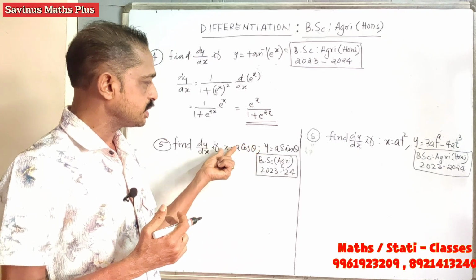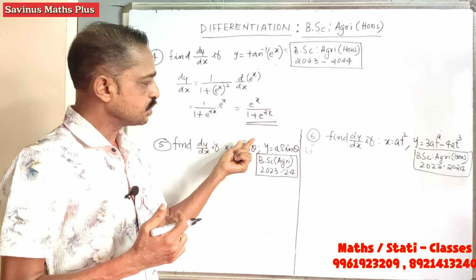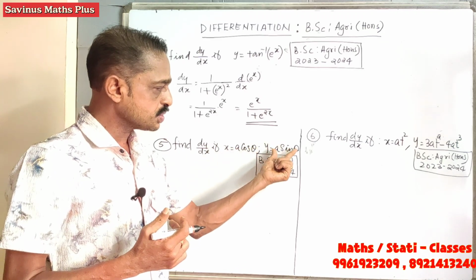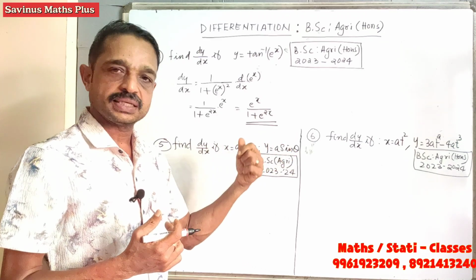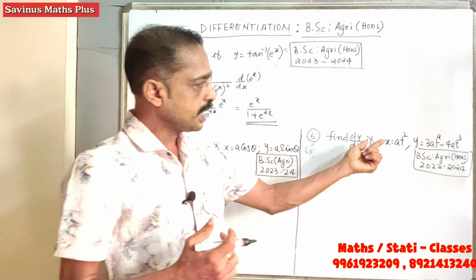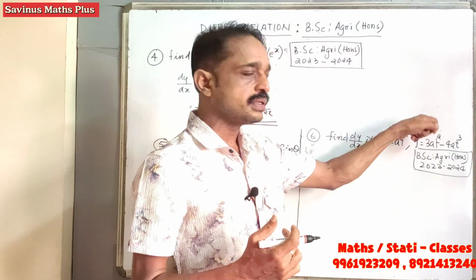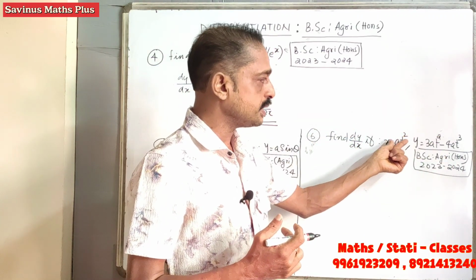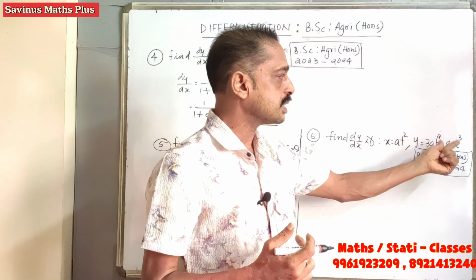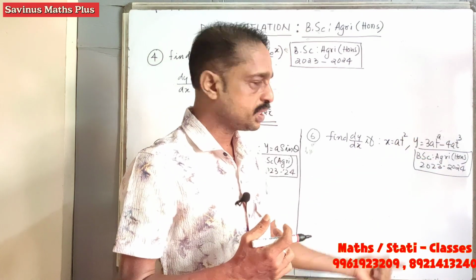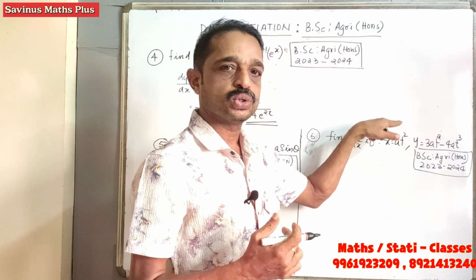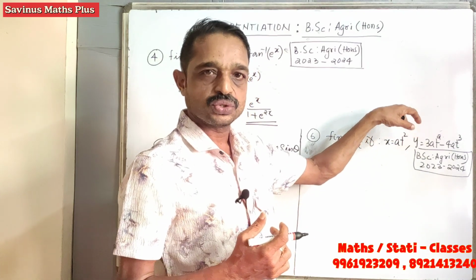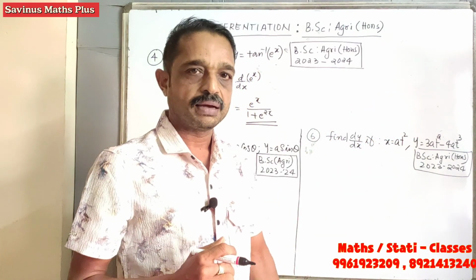X equal to a cos theta. X is a function of theta. So theta is a parameter. Y also is a function of theta. Here theta is called the parameter. In the other problem, x and y are expressed in terms of t. So here t is the parameter. X is equal to at square, y equal to 3at square minus 4at cube. Here x and y both are expressed in terms of t. So t is called the parameter.